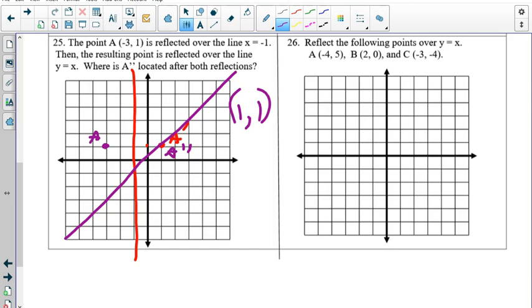Reflect the following points over y equals x. So y equals x is this diagonal line right here. So where are we at? We have negative 4, 5. 1, 2, 3, 4, 1, 2, 3, 4, 5. That's A. 2, 0. That's B. And negative 3, 1, 2, 3, 1, 2, 3, 4. That's C. Okay? So, they're going to reflect over the line.